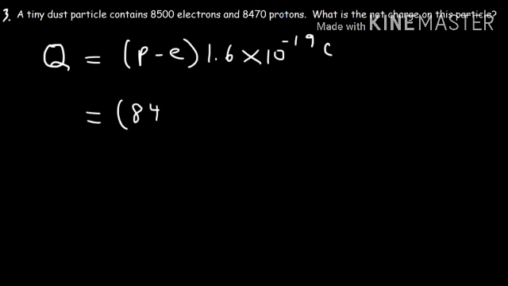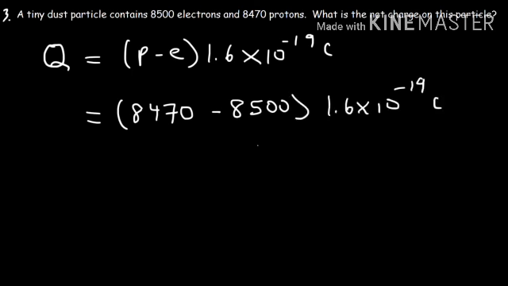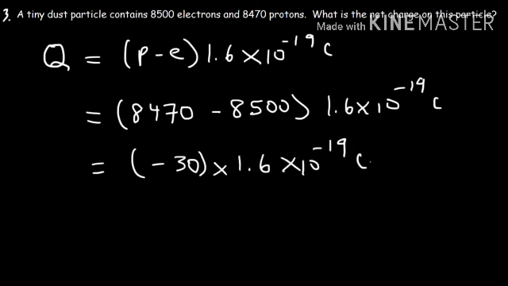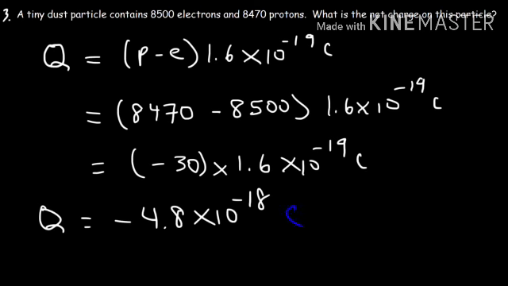So there's 8470 protons and 8500 electrons. If we subtract those two numbers, it's going to give us negative 30. And we want it to be negative because there's more electrons than protons, and so the total charge has to be negative. So the final answer is simply negative 30 times 1.6 times 10 to the negative 19. So the total charge is negative 4.8 times 10 to the negative 18 coulombs.